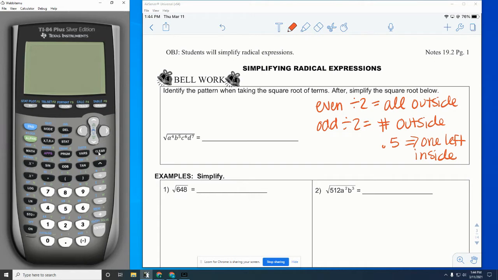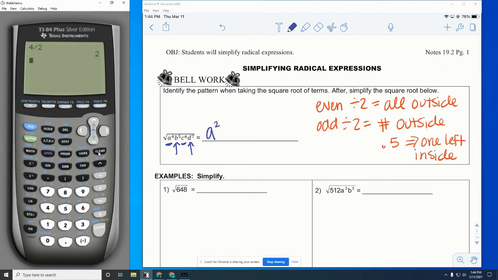So to simplify this square root that I see, A and C are both even numbers, so that means they're all going to go outside. B and D are all odd numbers, so there will be some left on the inside. So all of these we divide.